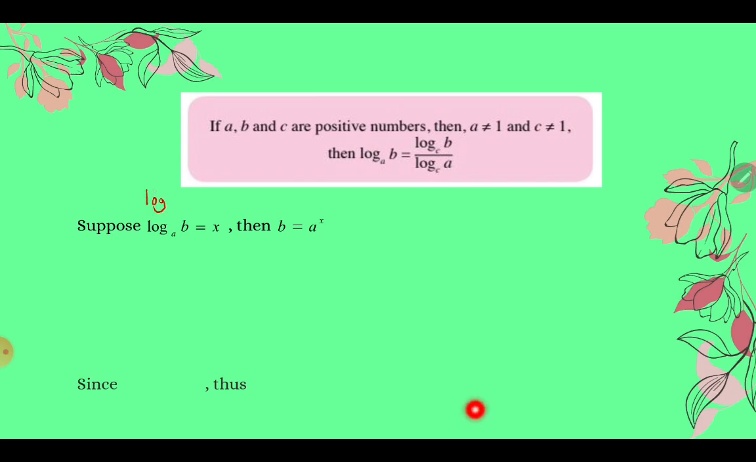Generally, log y base a equals x. So this is our log form. And then we have our index form, which from here can be y equals a to the power of x. So this is our index form. So suppose that log b base a equals x, then it becomes b equals a to the power of x. So what we do here is we change from log form into index form.